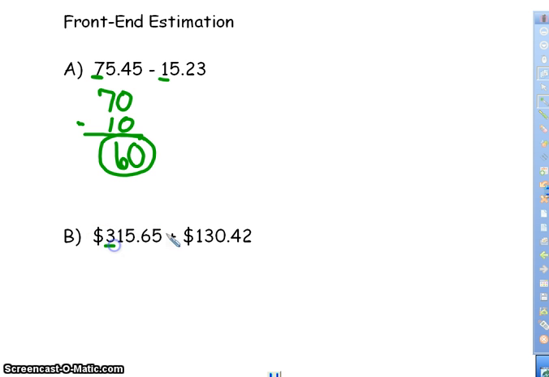So I'm looking at the hundredth spot. So I have 300 minus 100. Remember, those first numbers are staying the same. Everything behind goes to zeros. Well, this is plus. 300 plus 100 is 400.